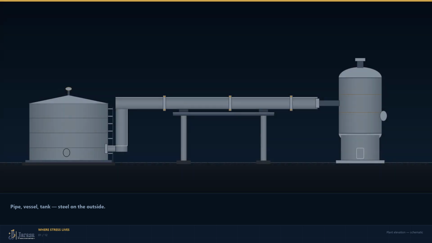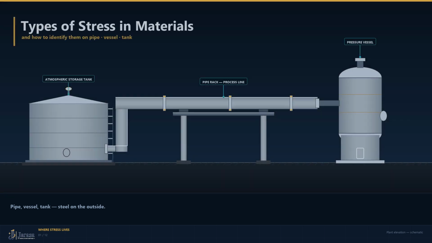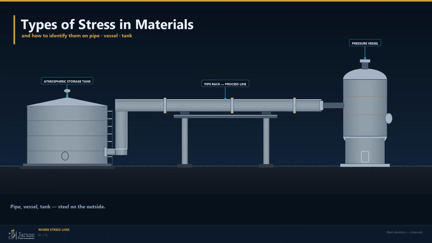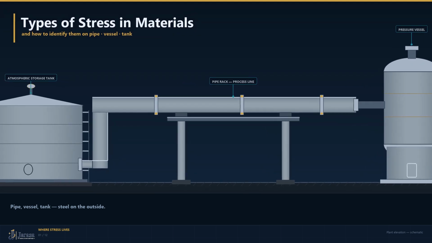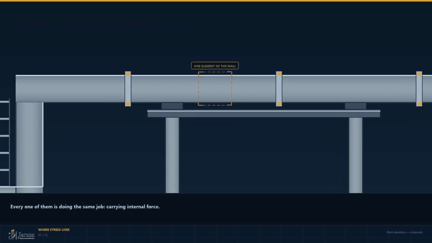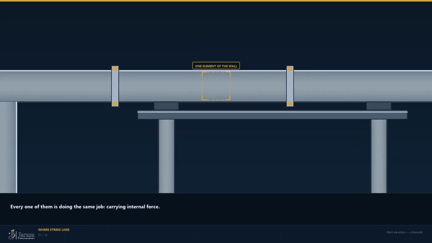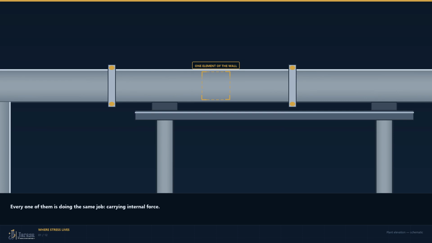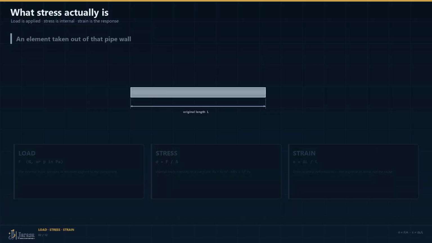Look at any process plant. A tank holding liquid. A line across a pipe rack. A pressure vessel at the end of it. From outside they are just steel. But push in close to one small element of that wall, and everyone is doing the same job, carrying internal force. Here is that element.